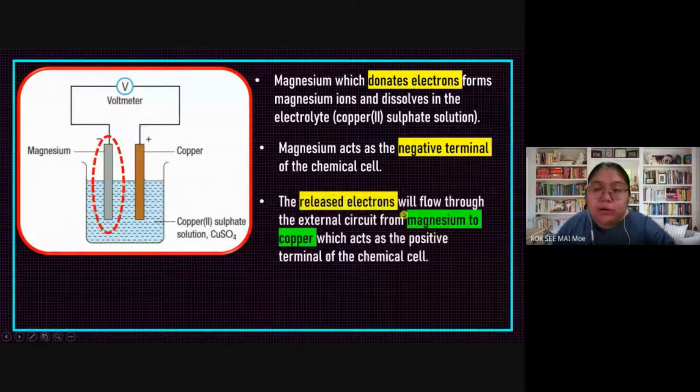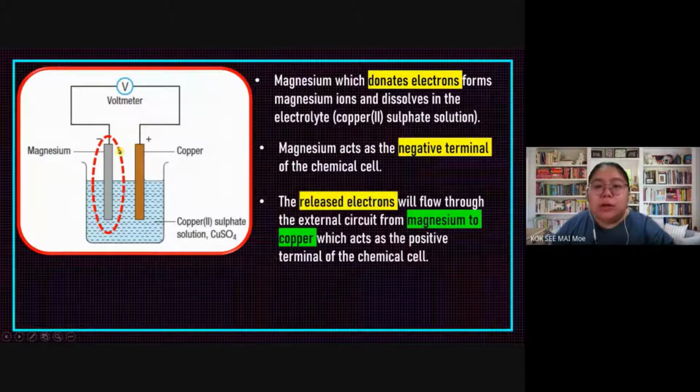The electrons released to the electrolyte just now, when they start moving, that means you have current already. Electrons start to go means you have current, but the current is in the opposite direction to the electrons. The released electrons will flow through the external circuit from magnesium to copper: electrons flow from magnesium, up, pass through the voltmeter, then go to the copper.